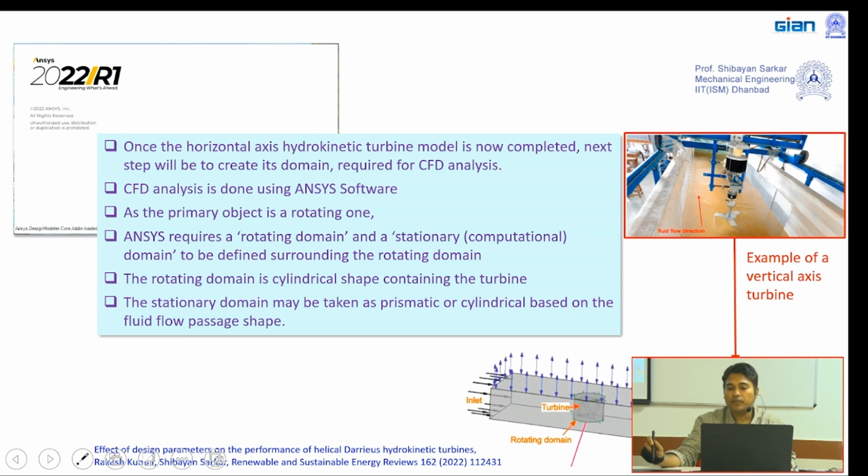You can see this particular picture is showing a channel. In this channel, this is a vertical axis turbine, not a horizontal axis turbine. So this vertical axis turbine, if it rotates, will form a cylindrical zone. A cylindrical zone you can consider with a liquid, surrounding the blade, just surrounding the blade.